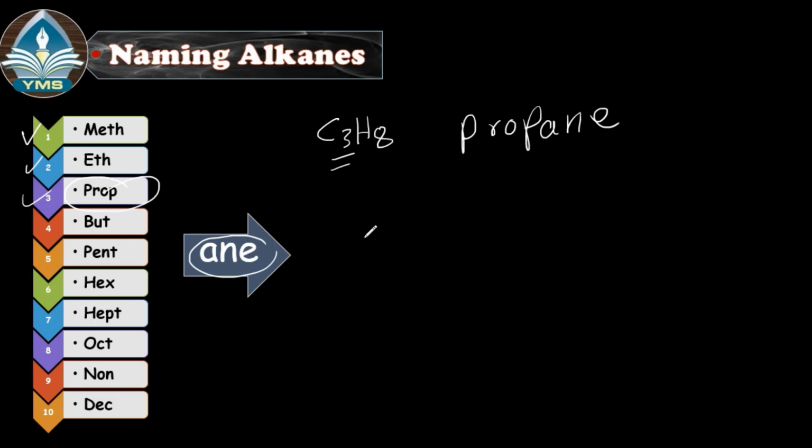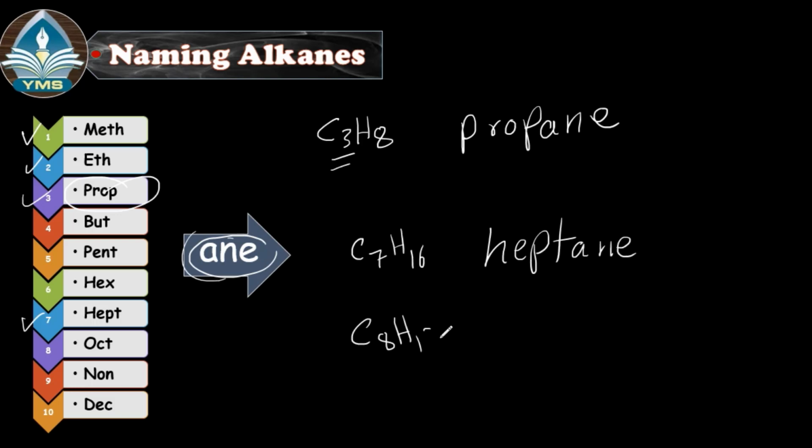If we have C7H16, how can we name it? 7 is hept. So it's going to be hept, and we end it with ane: heptane. If we have C8H18, this is number 8, oct. So it's going to be octane.